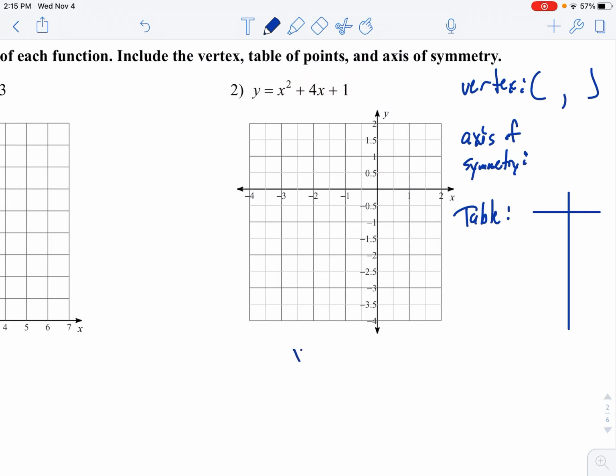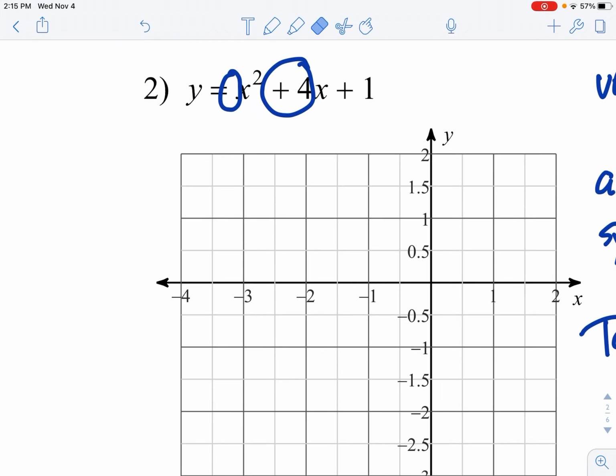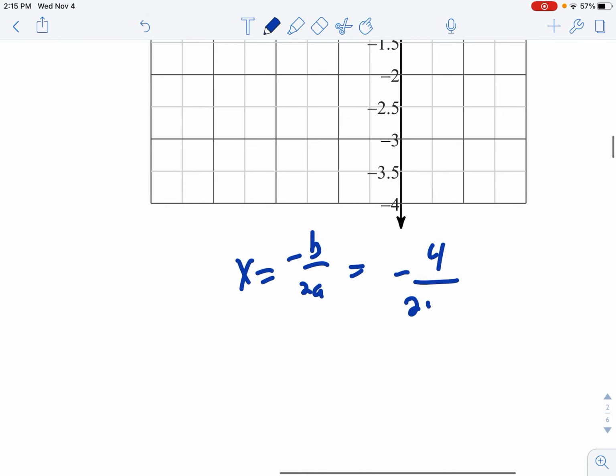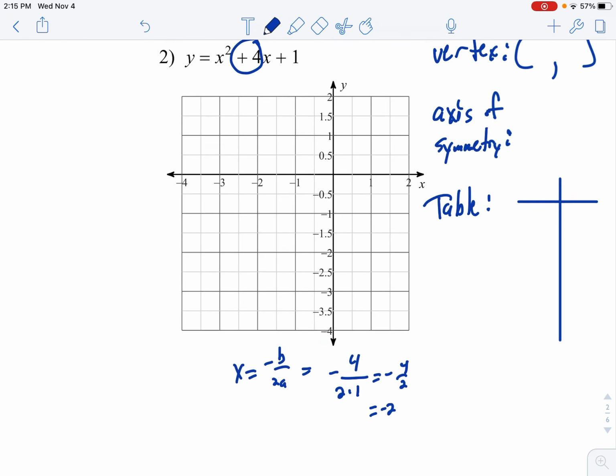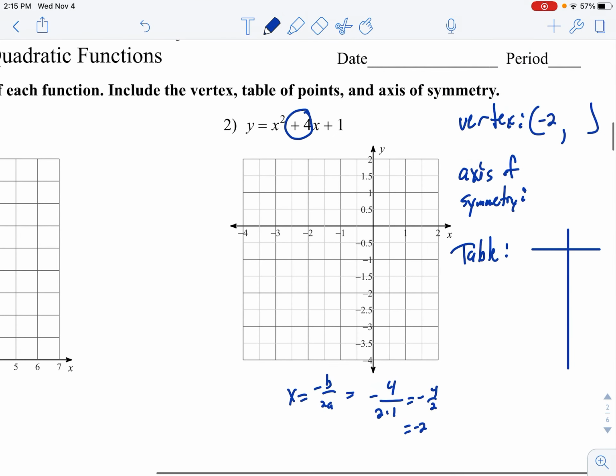So vertex, x equals negative b over 2a. So b is 4, so that's negative 4 over 2 times a. A is the number in front of x squared. Remember, if there is no number in front of the variable, it's a 1. So negative 4 over 2 times 1, negative 4 over 2 is negative 2. So the x coordinate of my vertex is negative 2.